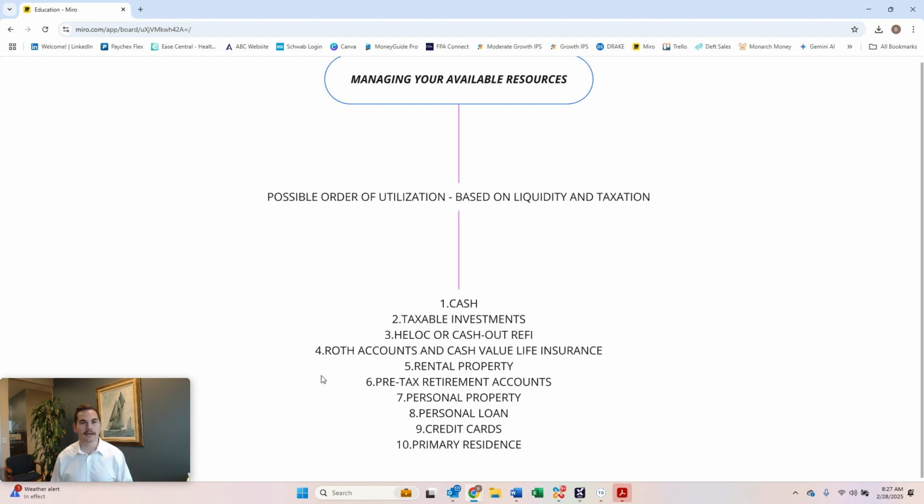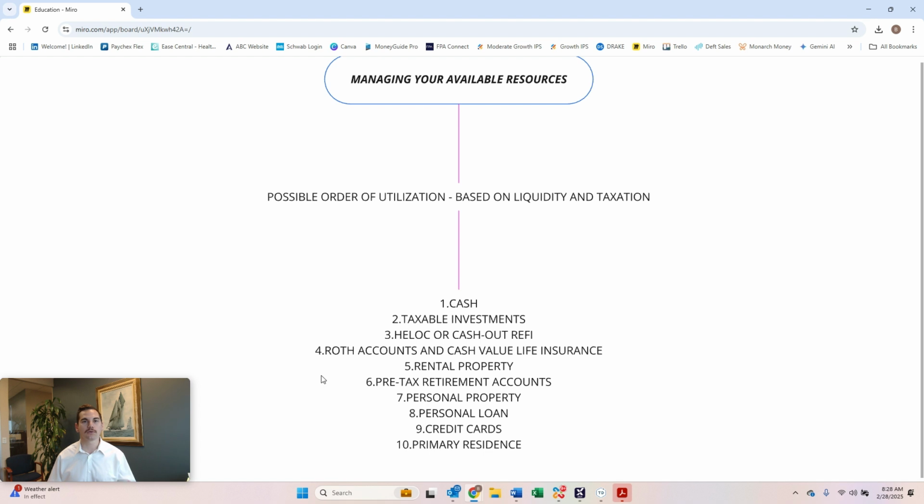Credit cards would be next on the list. Credit cards have the highest interest rates of the debts, 20% plus. So not a great vehicle to utilize, but in an emergency scenario, if you need the cash, that's there. And then the last, of course, would be primary residence. Of course, you'd never want to have to sell your home to meet your expenses or downsize. But if need be, and you have a home, you have that tool in your toolbox.